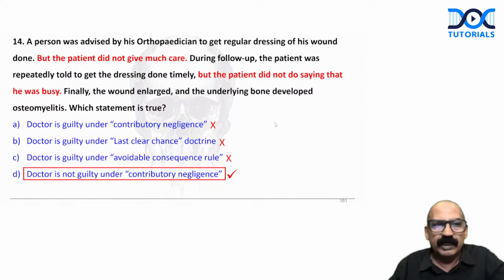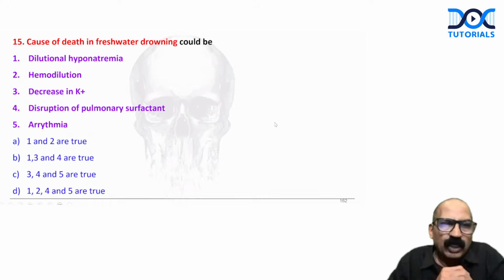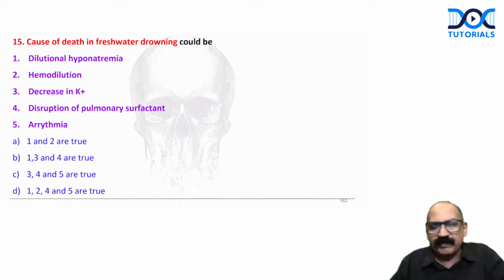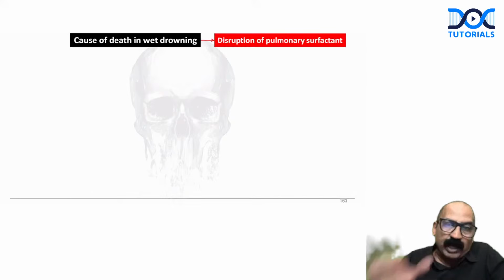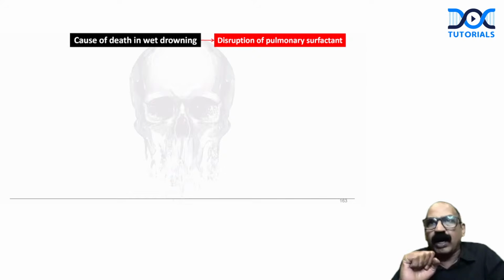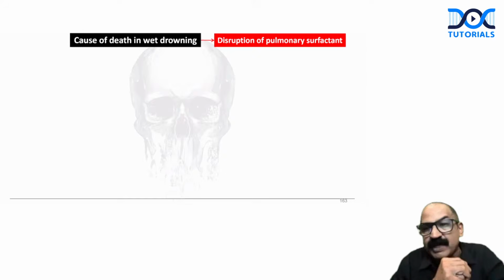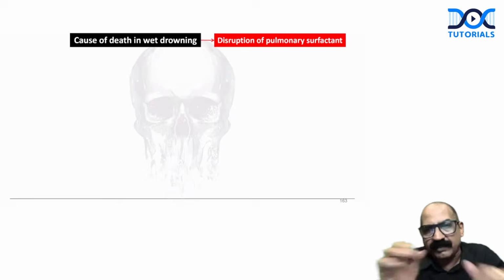Okay, now come to question number 15. Cause of death in freshwater drowning. Now we should know the mechanism. Number one, disruption of the pulmonary surfactant. Once the water enters into the alveoli, it washes out the entire pulmonary surfactant, and the person may die.